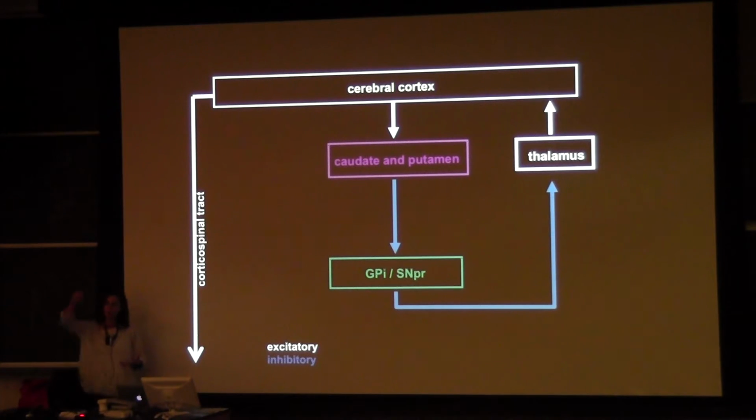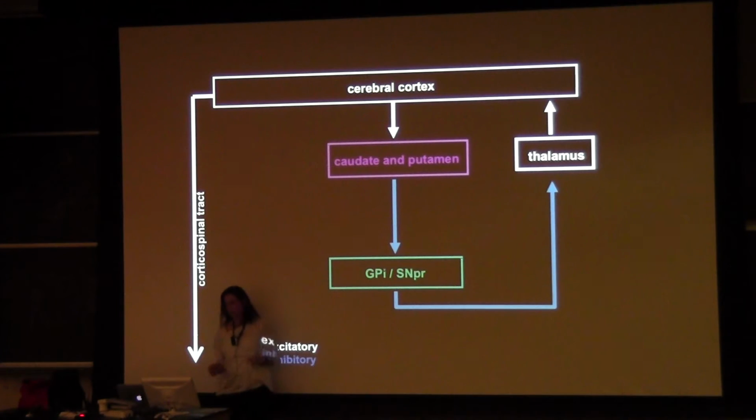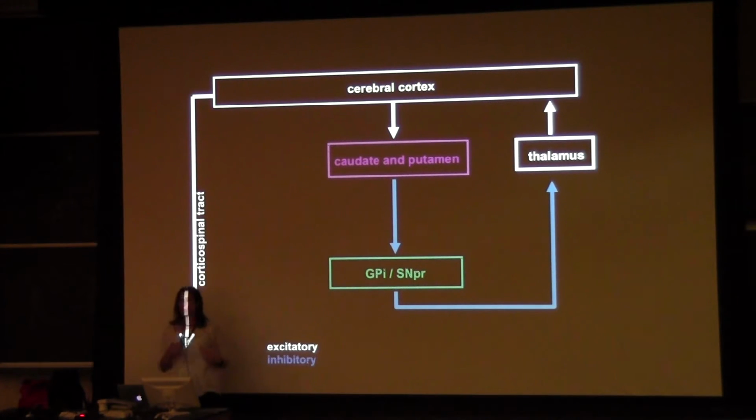So what we're going to have to think through in a few minutes is, if you have less inhibition of the caudate putamen connection to the GPi, less inhibition from here to here, you're going to actually end up with more inhibitory output of the basal ganglia. Does that make sense to everybody?